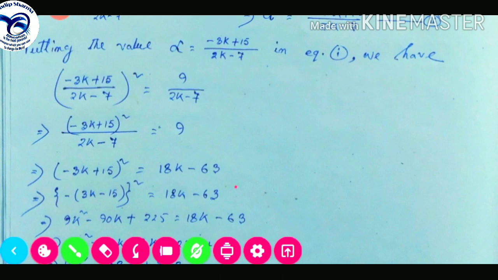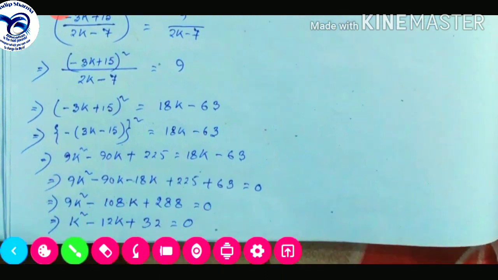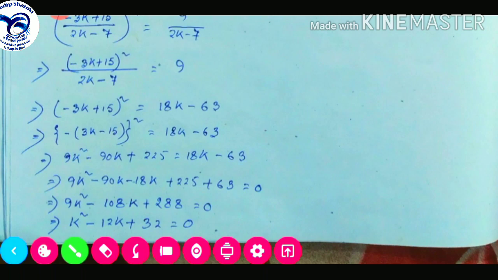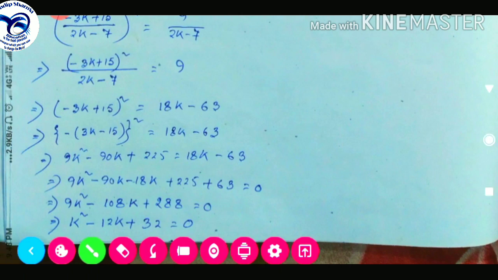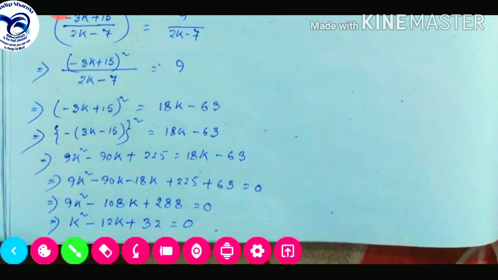Now if we do cross multiplication, under 9 there is 1, so 1 into this one remains the same, and 9 into this one will be 18k minus 63. Now from this portion we are taking minus as common. If we take minus as common, 3k will be positive and 15 will be negative, and the whole to the power will be 2, whole square. So 18k minus 63. Now minus, minus will be plus, because it is 2 times there, because of the square. So minus will be plus. So it will remain (3k - 15) whole square.